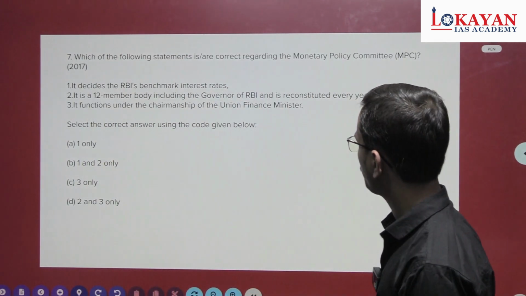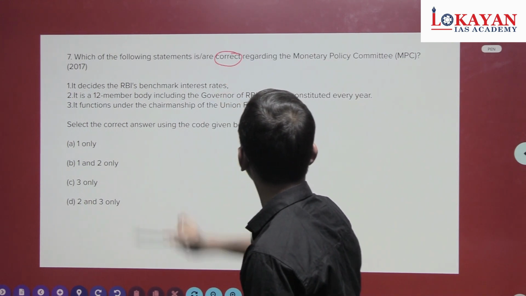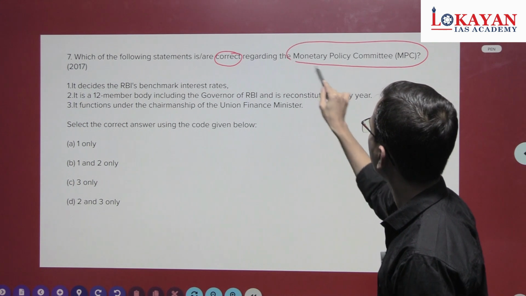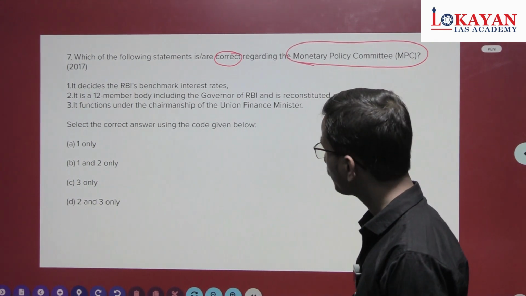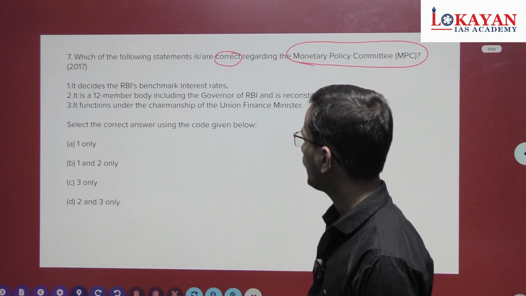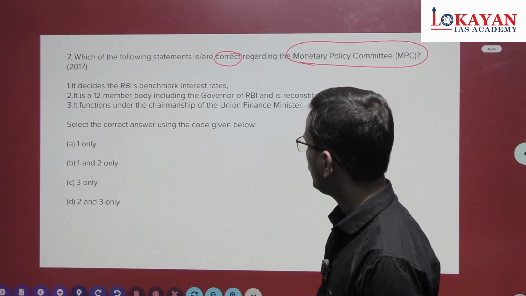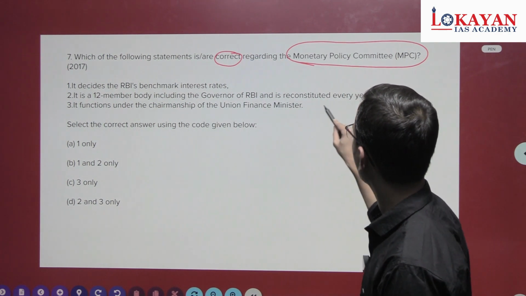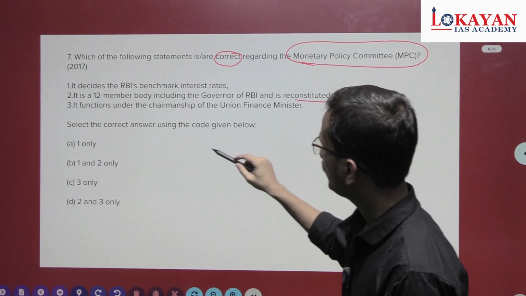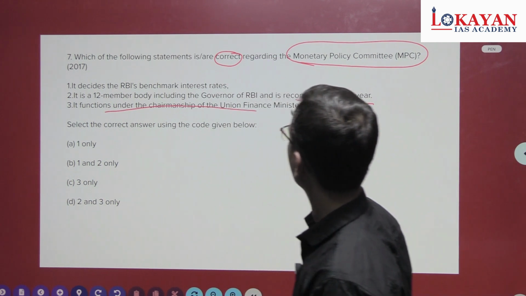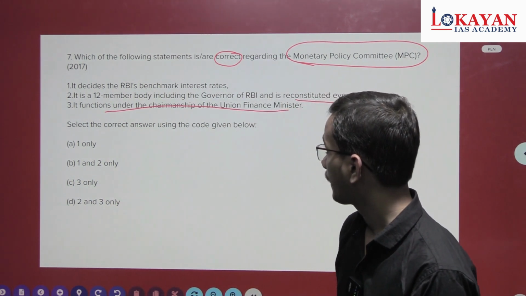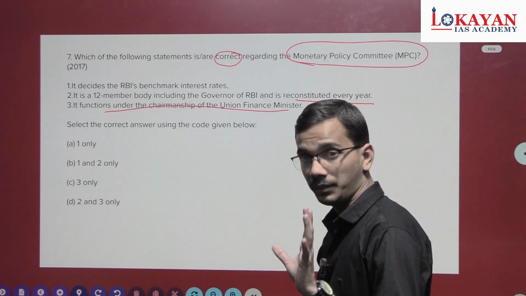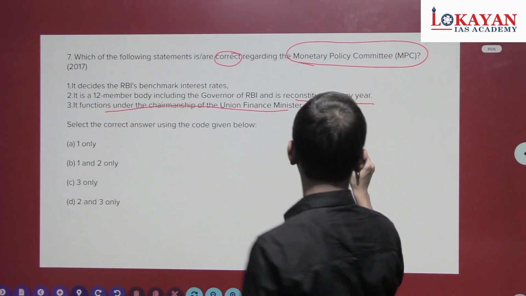Okay, which of the following statements is correct regarding Monetary Policy Committee? Very recent development. Okay, it decides RBI's benchmark interest rates. It is a 12-member body including governor of RBI and reconstituted every year. It functions under the chairmanship of Indian Finance Minister. Okay, see, RBI Monetary Policy Committee.